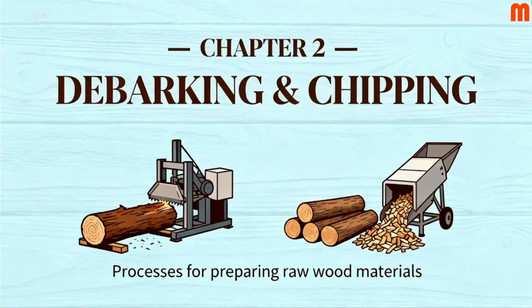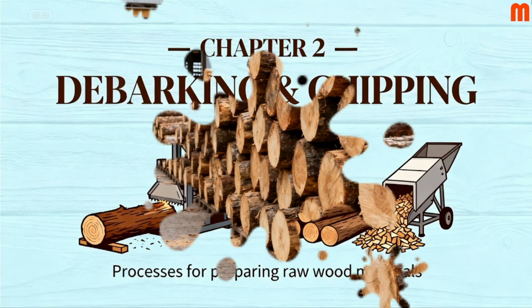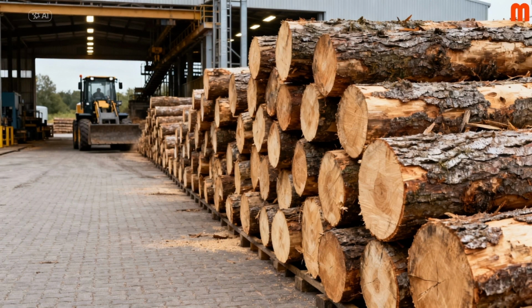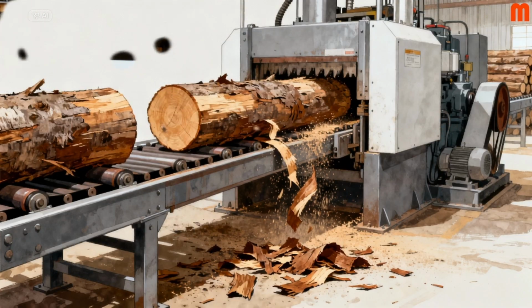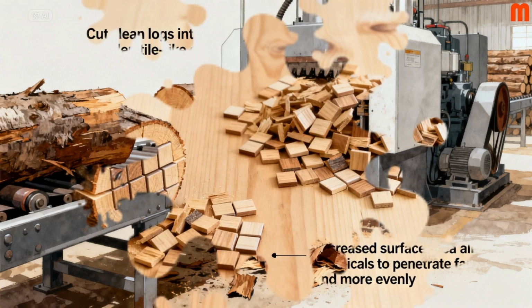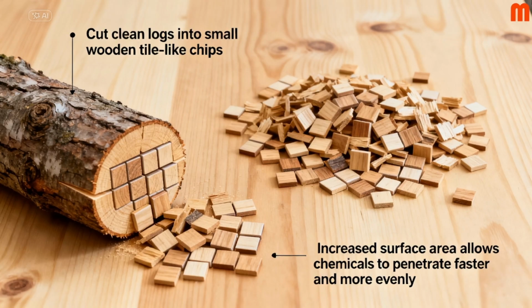Chapter 2. Debarking and Chipping. Once harvested, the logs arrive at the mill. The first step is debarking, because bark contains very little cellulose and would waste chemicals in the next stages. The clean logs are then cut into small chips.